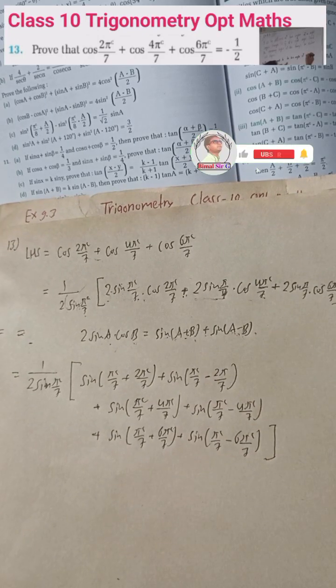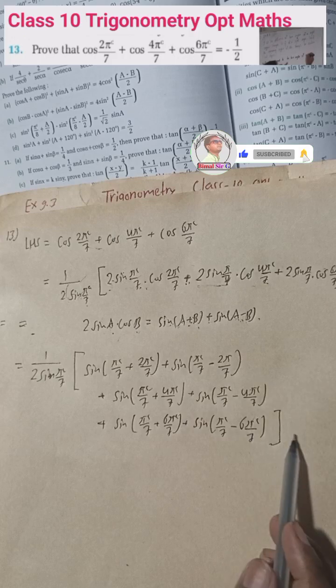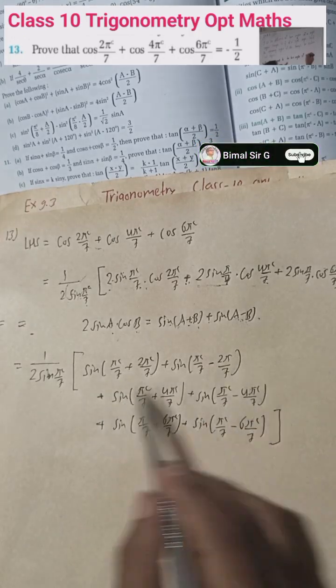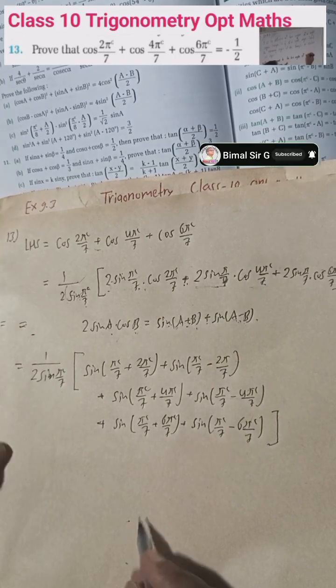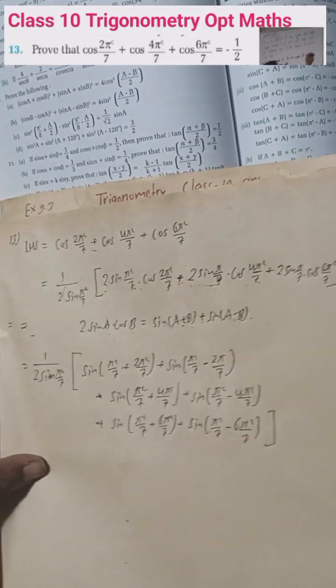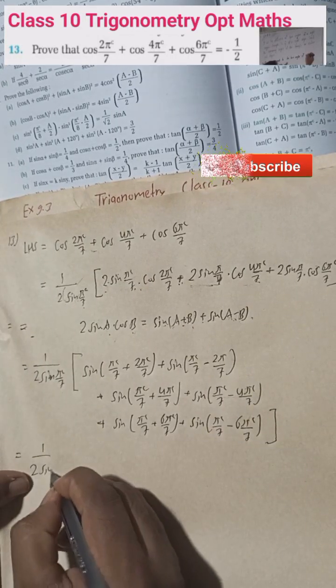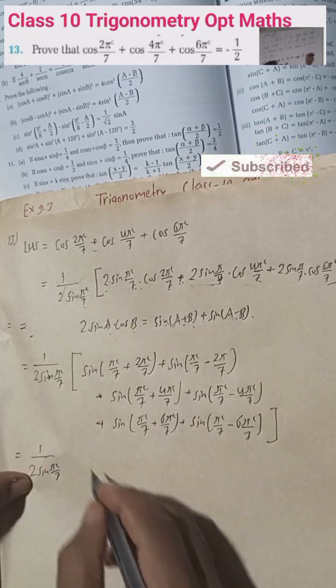Okay, you can write this way if you don't have a space in your copy. Okay, you can write this way. This all are in this continuous line, and this is the multiply. Now here is equal to 1 by 2 sine pi radian by 7, this as it is.